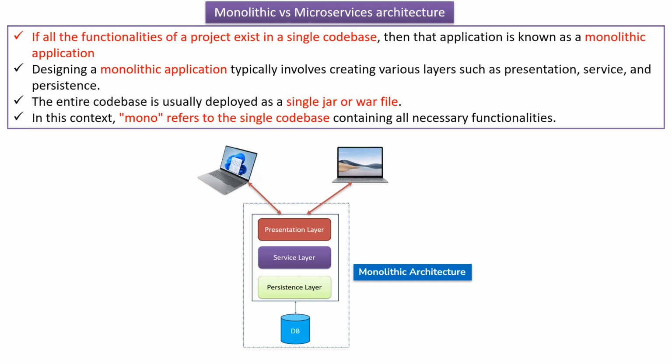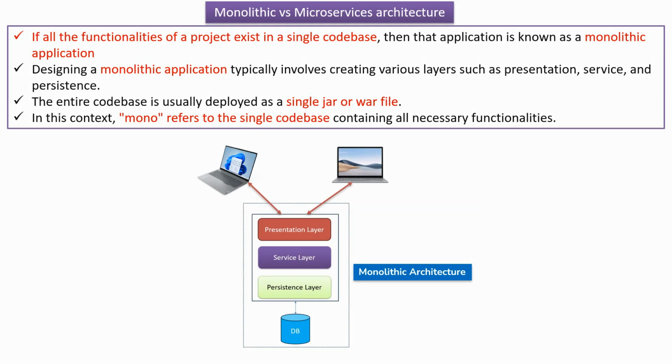In this video tutorial I will explain the difference between monolithic and microservices architecture. First we will see what is a monolithic application. If all the functionalities of the project exist in a single code base, then the application is known as a monolithic application. Designing a monolithic application typically involves creating various layers like presentation layer, service layer and persistent layer.